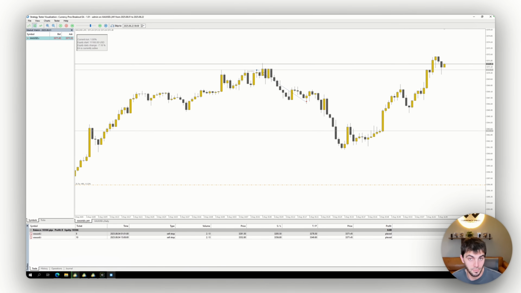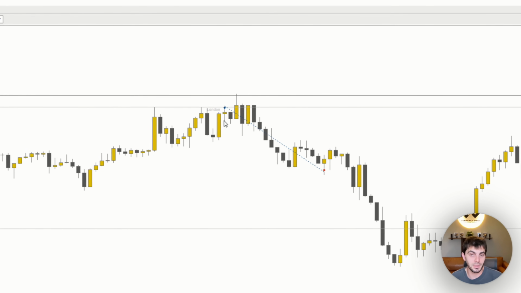All right, so there we have our first loss. So you can see that sometimes this does not work in our favor. This was a liquidity sweep of London session's high. So we got tagged into a buy stop order at London's high right there. Price basically swept liquidity from the high and then went towards our stop loss.